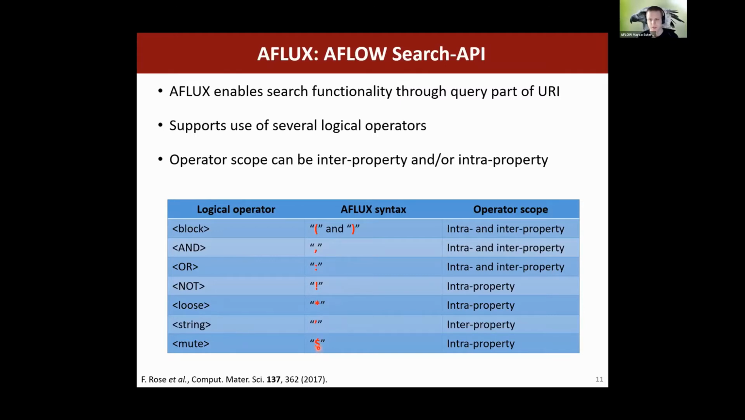The mute operator suppresses output, so you can, for example, search for the number of species to be 2, but you maybe do not want to have that in your output because it's going to be 2 for everything anyway. So you can suppress it using that operator.